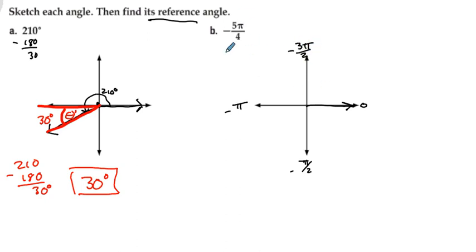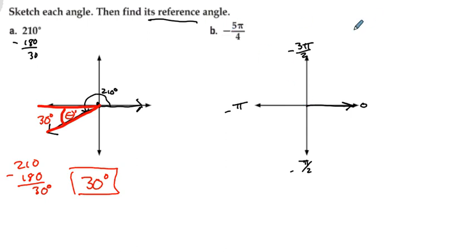So negative 5/4 pi, if we put it in terms of halves, it would be like 2.5, or not 2.5. Oh, my brain's not working. Yeah, it's going to be kind of in here. It is going to be negative 2.5 halves. So it's going to be right in between here, between this one.